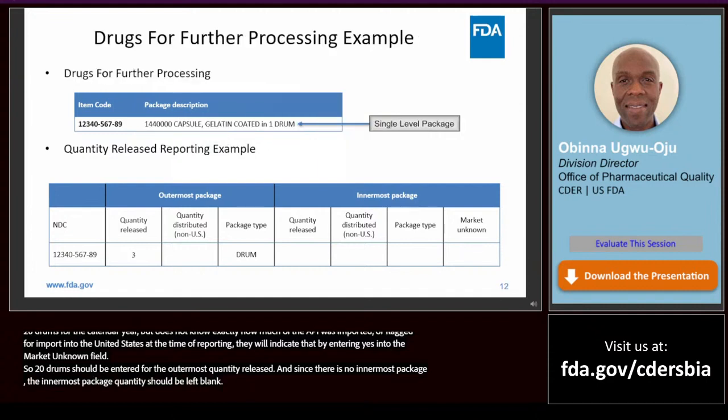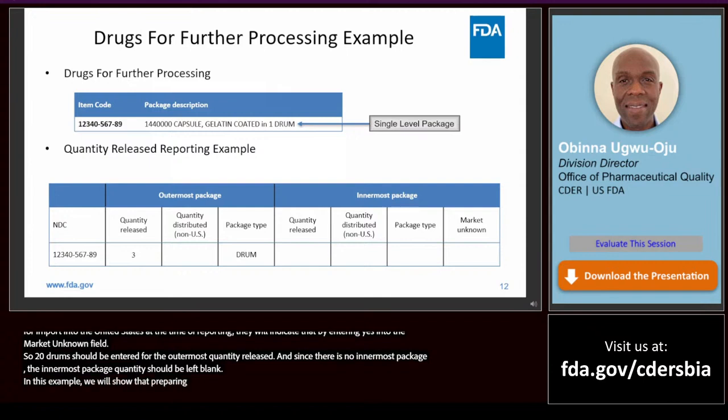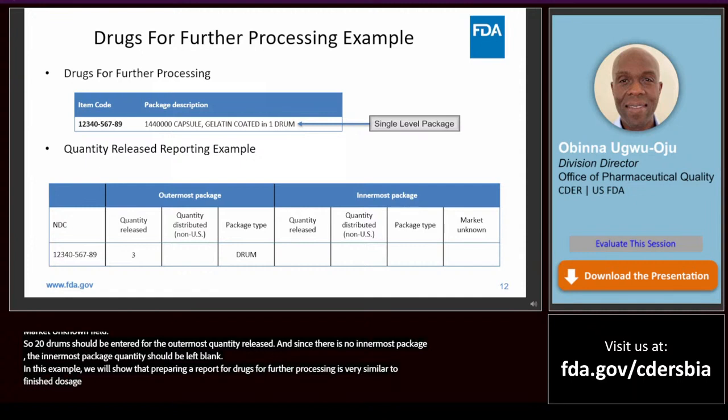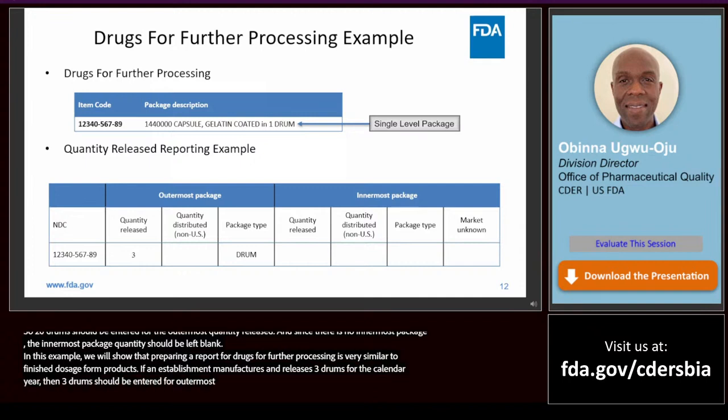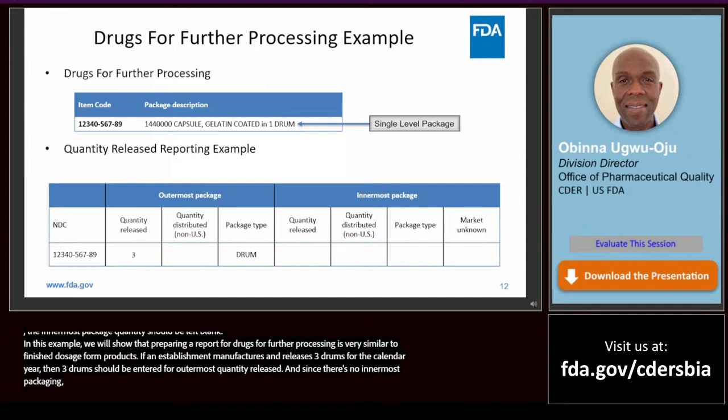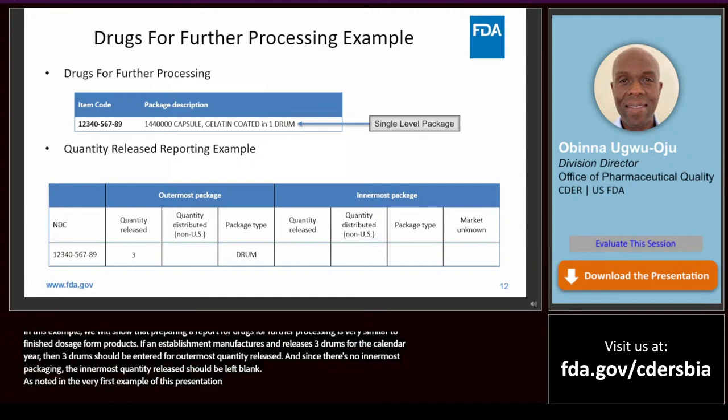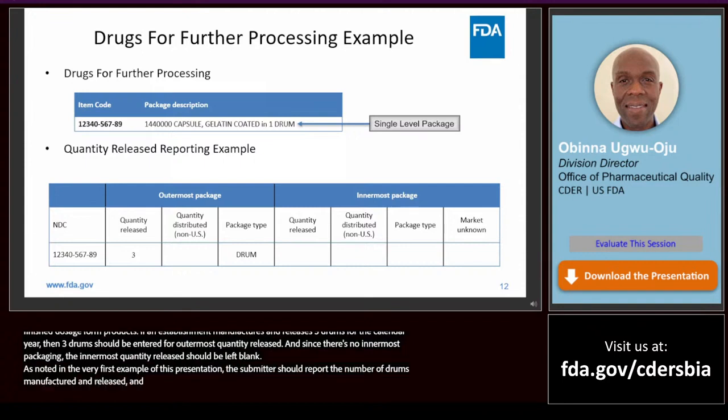In this example, we will show that preparing a report for drugs for further processing is very similar to finished dosage form products. If an establishment manufactured and released 3 drums for the calendar year, then 3 drums should be entered for outermost quantity released. And since there is no innermost packaging, the innermost quantity released should be left blank. As noted in the very first example of this presentation, the submitter should report the number of drums manufactured and released and not the number of capsules.